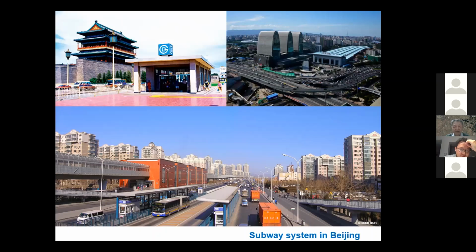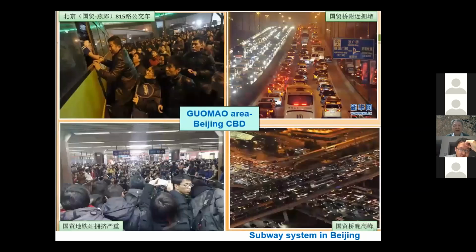Still, we meet a lot of traffic problems, passenger problems, especially in the peak hour. And these commuters are eager to use every possibility to get transport from the center of Beijing. This is the Guomao area in Beijing, a little bit east of the old city, the CBD area. So every morning and evening in the rush hour, this is the situation.